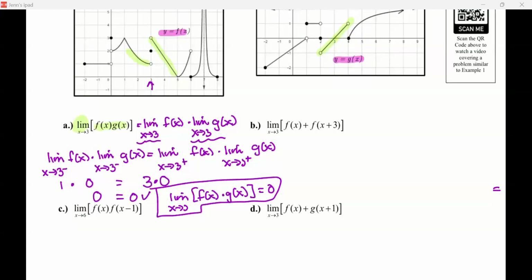So you can't just look at this as a rigid problem. Just because this is a DNE, you have to double check the limit from the left to be equal to the limit from the right. So let's take a look at the next example.